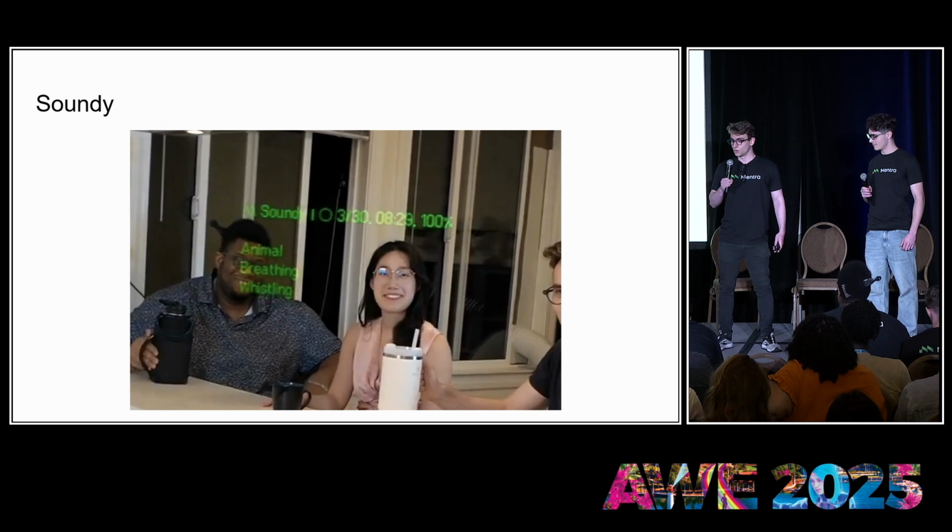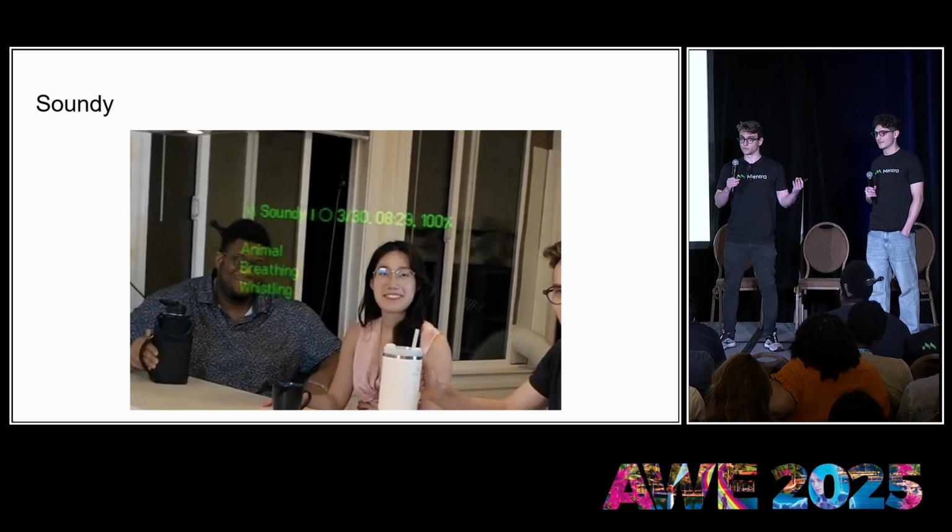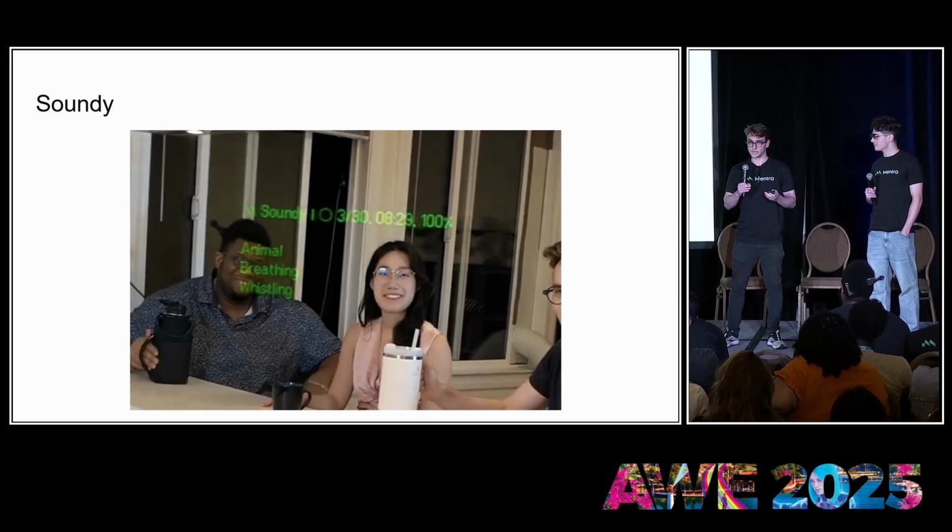So to solve this, we've built an app called Soundy. Soundy listens to the user's environment, and whenever it detects a sound, it brings it up on the wearer's smart glasses. So next time one of our deaf users doesn't hear their doorbell ring, they'll see it on their glasses.